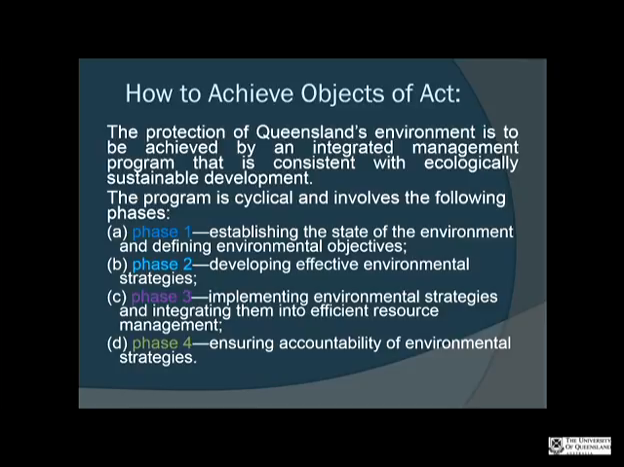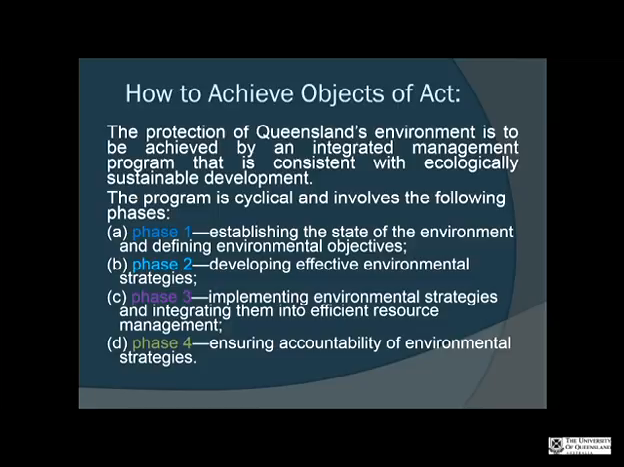The second thing they're going to do is look at developing effective environmental strategies. The next thing, phase three, they want to implement those strategies and integrate them into efficient resource management. So that's your approvals processes. And then phase four is ensuring accountability of environmental strategies. That's really where third parties come in. We've talked a lot about community participation and the importance of third-party litigation. That's part of your phase four.